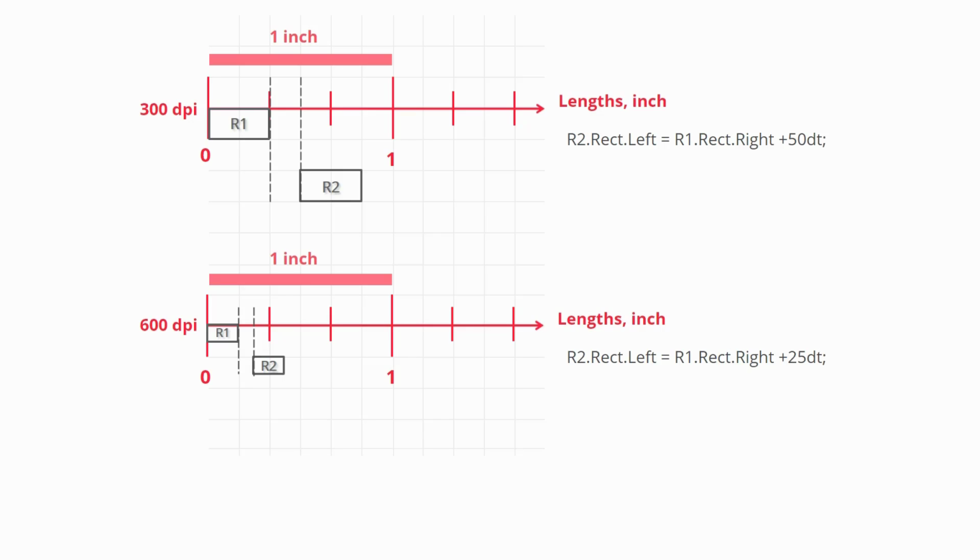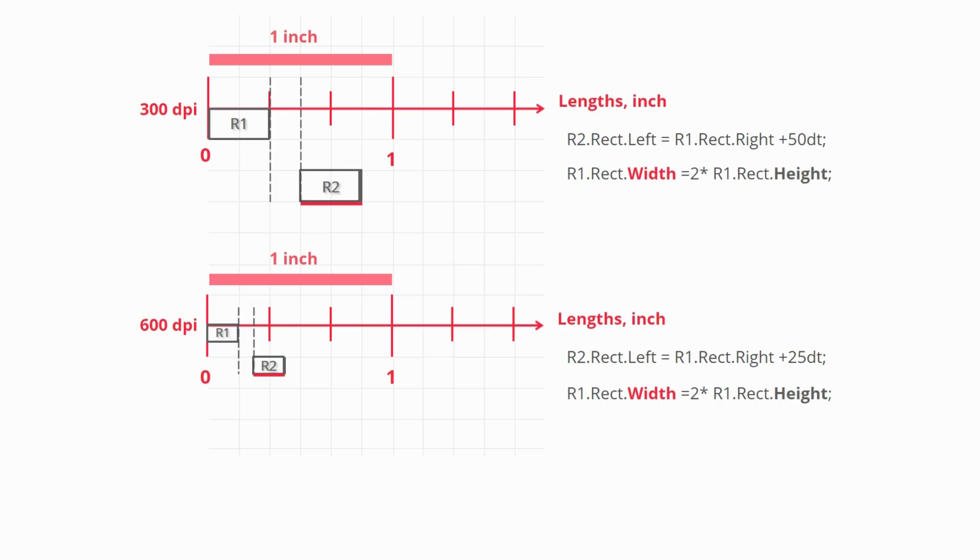We can see that everything is exactly 2 times smaller in the 600 dpi image compared to the 300 dpi image. The crucial point is that even with different absolute values, the relations between elements on the pages remain consistent. So I can say the width of R1 is twice the height of R1, which is true in both cases. We can therefore conclude that it's best to employ relative measurement units rather than dots.